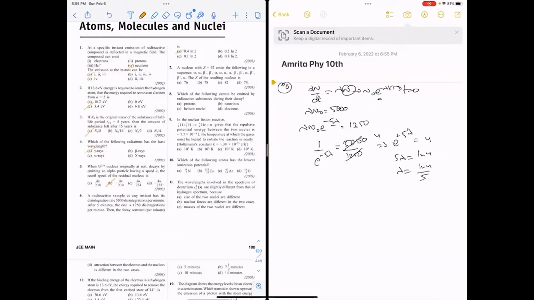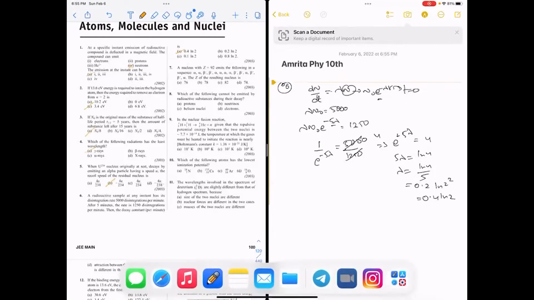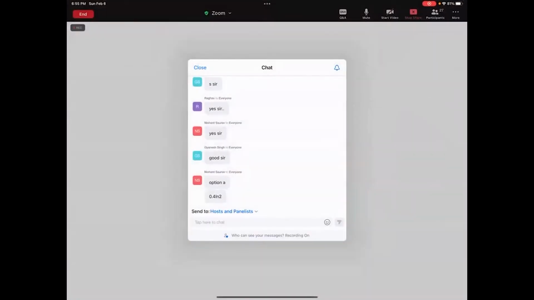Are you able to understand? This 1 by 5 is 0.2, ln2 square, 2 comes out, 0.4 ln2. Right, Nishant Saurabh? Others? Have people understood this?